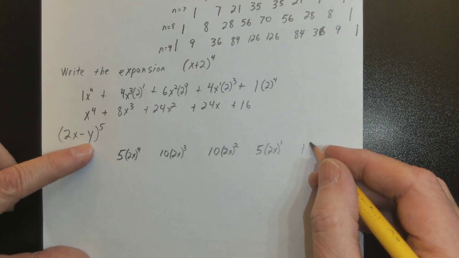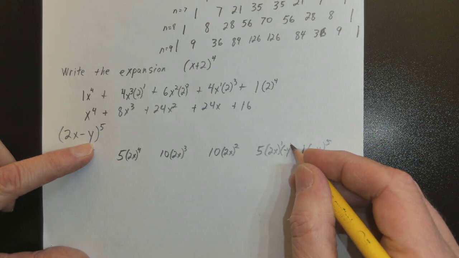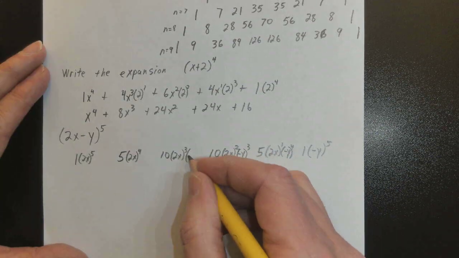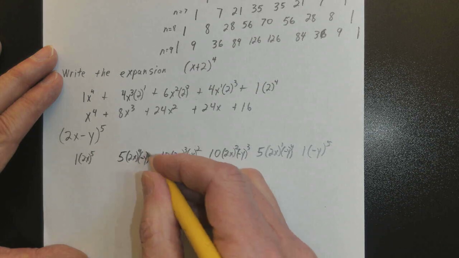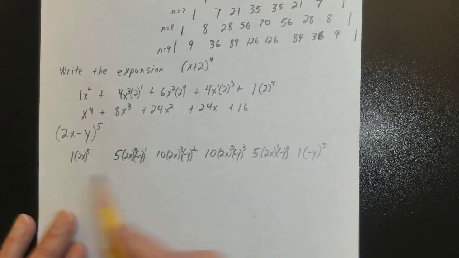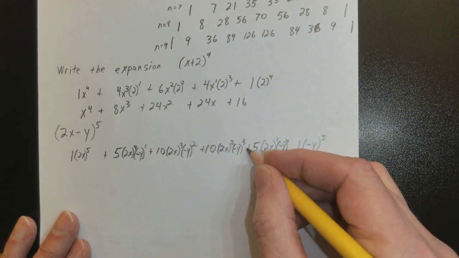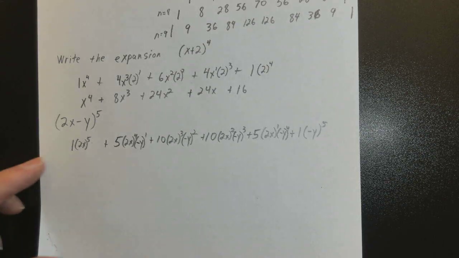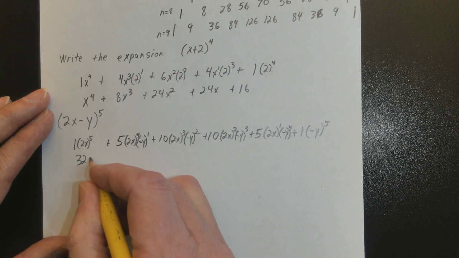And then I'm going to put negative y to the 5th, negative y to the 4th, negative y to the 3rd, negative y squared, negative y to the 1st, and negative y to the 0, which is 1. Does everybody see how that's filled in? I'll put all my pluses in between. 2 to the 5th power is 32. So 32x to the 5th.